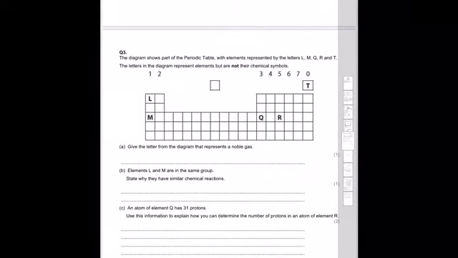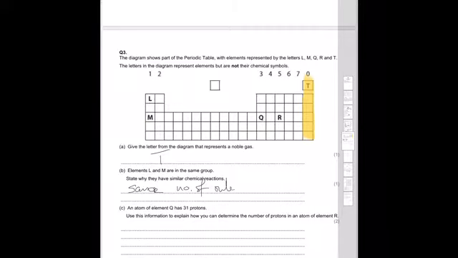Okay, so question 3. Give the letter that represents noble gases. Noble gases are on the side, so the letter must be T. Elements L and M are in the same group. State why they have the same or similar chemical reactions. It's not just because they're in the same group, it's because they have the same number of outer electrons.